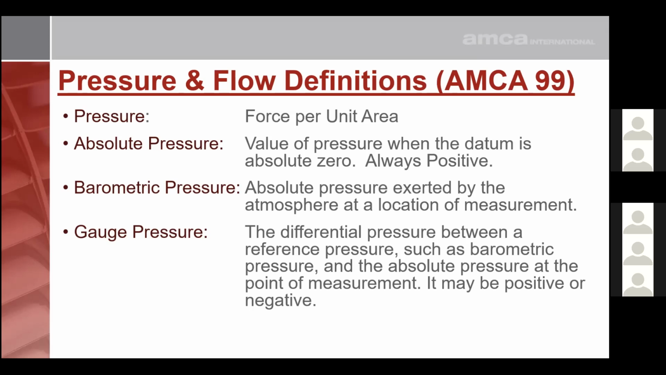Now, there are a couple of types of pressure we're going to cover. Absolute pressure is the value of a pressure when the datum is absolute zero, and a barometric pressure is an absolute pressure that we experience at the location of measurement, typically 14.7 psi at sea level. Gauge pressure is what we typically look at in the fan industry, and that's the differential pressure between a reference pressure, such as a barometric pressure, and the absolute pressure at the point of measurement, and it can be positive or negative.